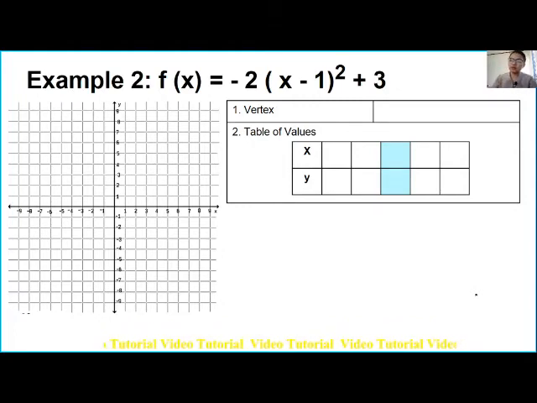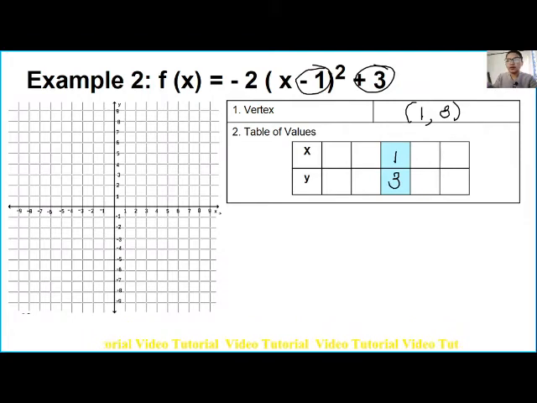So it is easy for us to determine the value of the vertex. In case the equation or the given function is in its general form, kindly transform it first into its vertex form for you to be able to identify the values of h and k. Again, for the value of h, the opposite of negative 1 is positive 1. And for the value of k, as it is, that will be 3. So the vertex is at (1, 3).